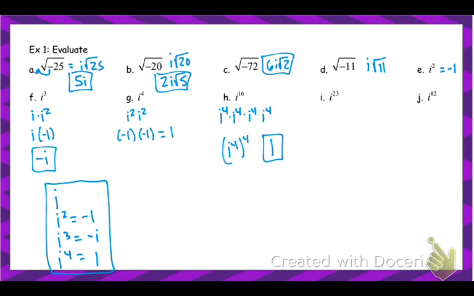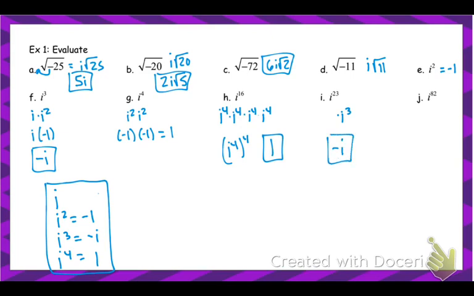All right, well, let's look at one that's not divisible by 4. i to the 23rd. What we're going to do is find the closest multiple of 4 without going over. Well, that would be 20. So i to the 23rd is i to the 20th times i to the third. Well, i to the 20th is a multiple of 4, which means that whole part is just 1. So all I have left then is i to the third, and i to the third is negative i.